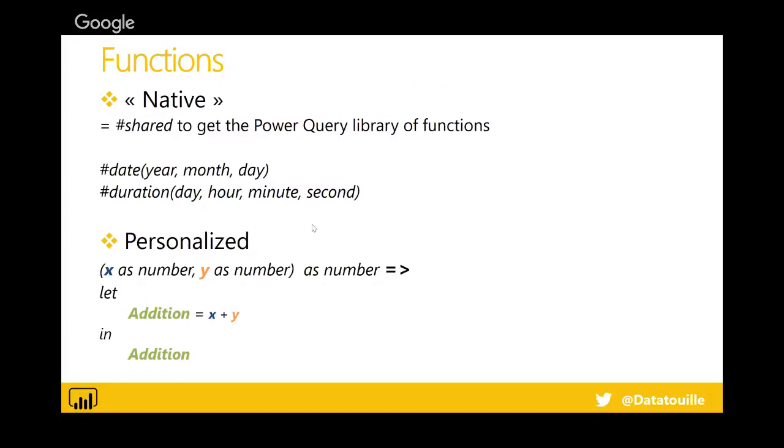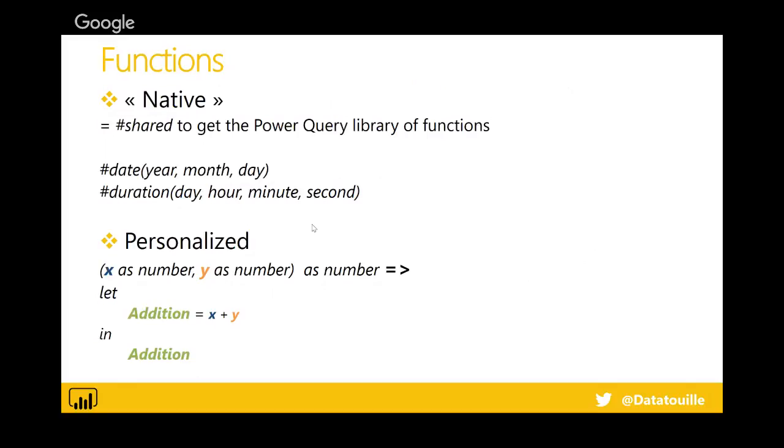Personalized functions are functions that you can build yourself using the M language. You can leverage the native functions to build your custom functions, right? So here, we're gonna do it together. I've created a really simple M code. I'm sure you all get it. It takes two parameters, X and Y, which are numbers. Here is the output of the function. The output of my function is gonna be a number as well, but it could be a table or a list, all the objects in Power Query.